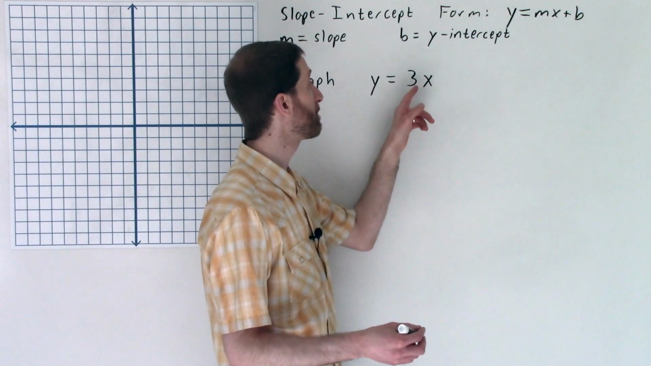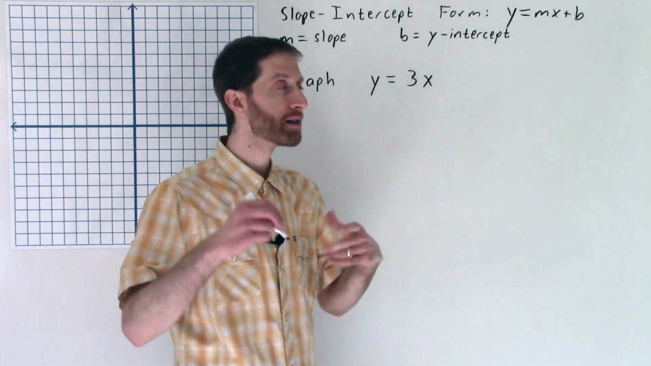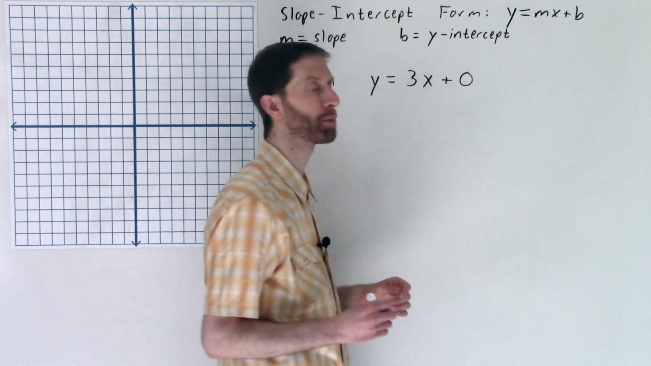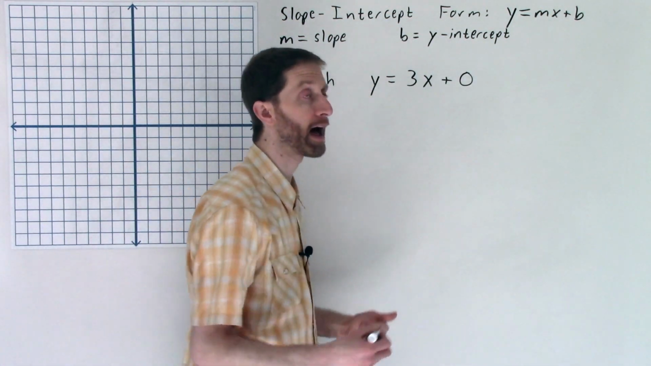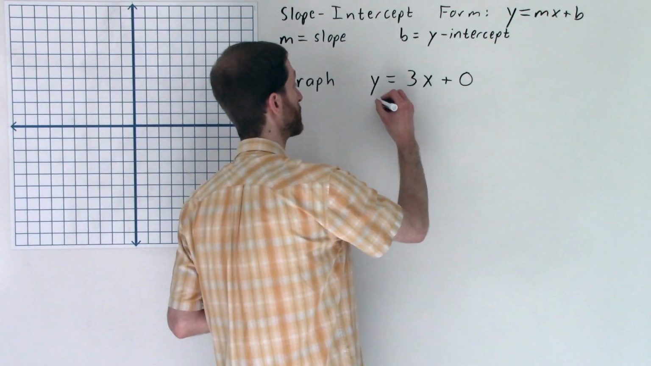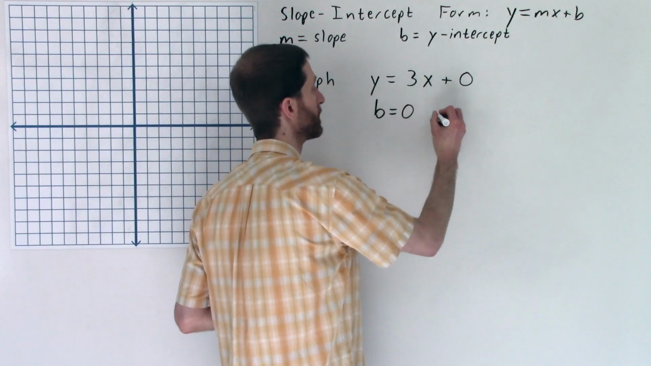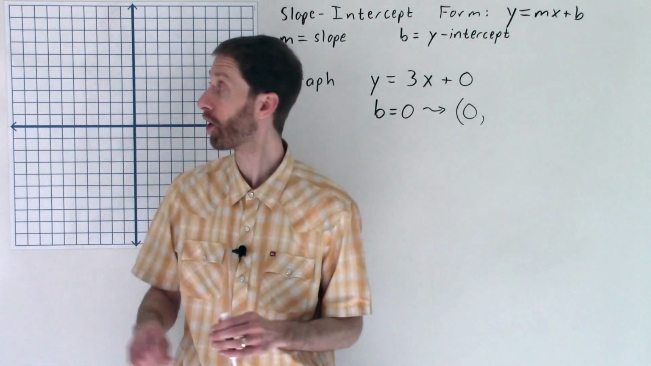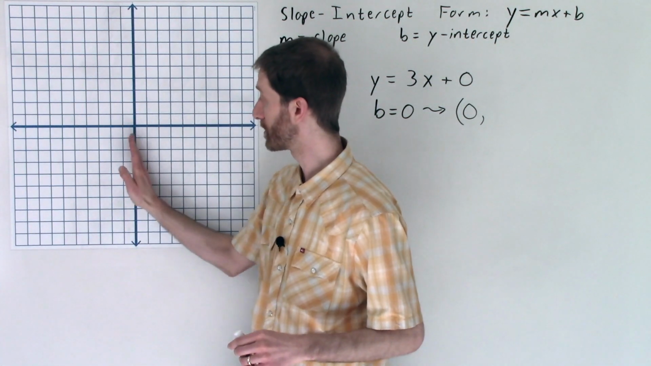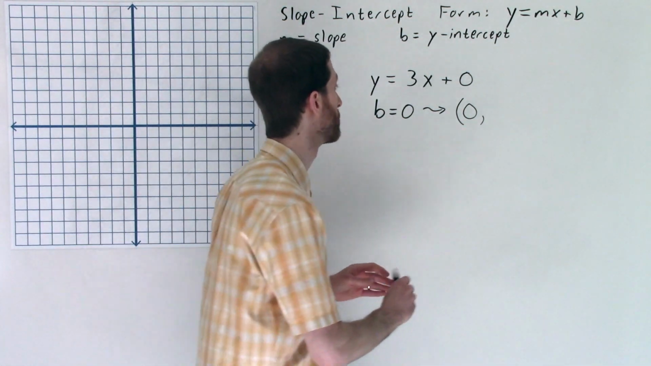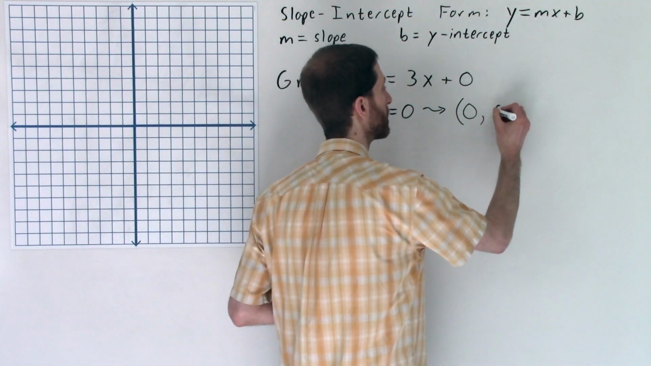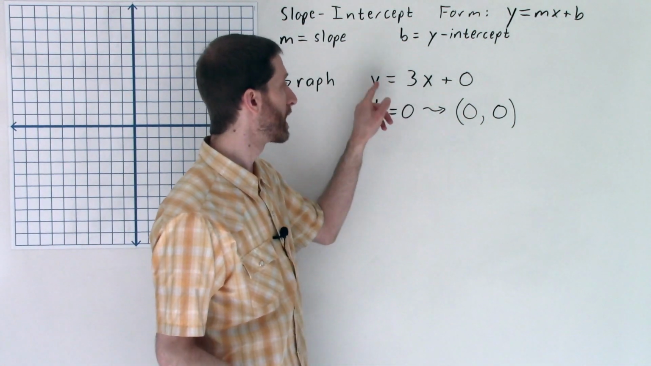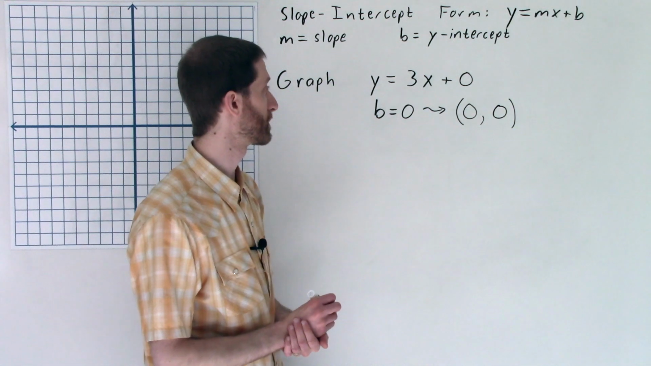If I have m times x with no b, that means b is technically 0. So for some students, it's helpful to put a plus 0 there. So your b value, your y-intercept, is going to occur at a b value of 0. And remember, that's an x value always of 0 because you're happening on the y-axis. That's neither left nor right, an x value of 0. And in this case, that's also a y value of 0. And you can see that if you plugged in 0, you get out 0. So 0, 0 is the y-intercept.